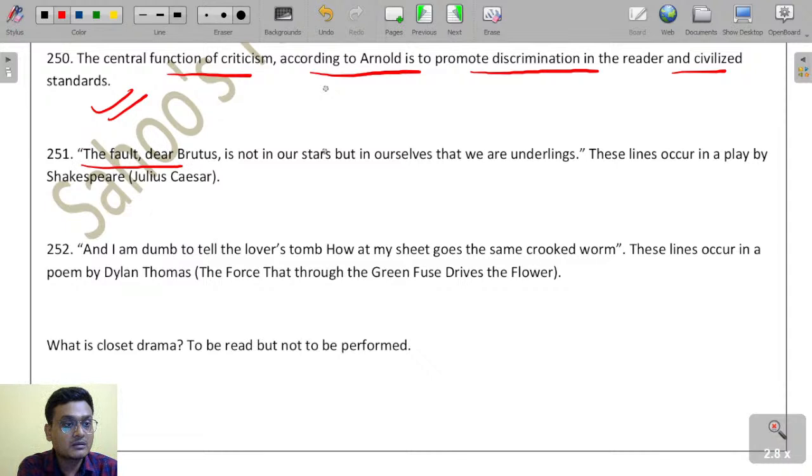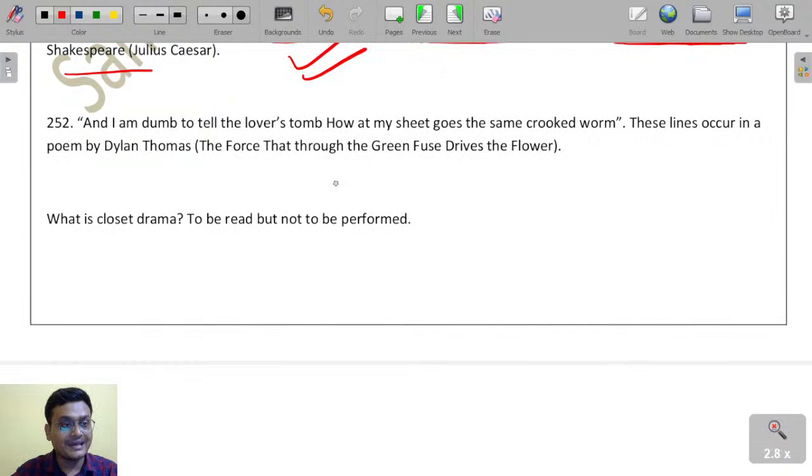The fault, dear Brutus, is not in our stars, but in ourselves. These lines occur in the play by Shakespeare, Julius Caesar. And I am dumb to tell the lover's storm how at my seat goes the same crooked home. These lines occur in Dylan Thomas, The Force That Through the Green Fuse Drives.